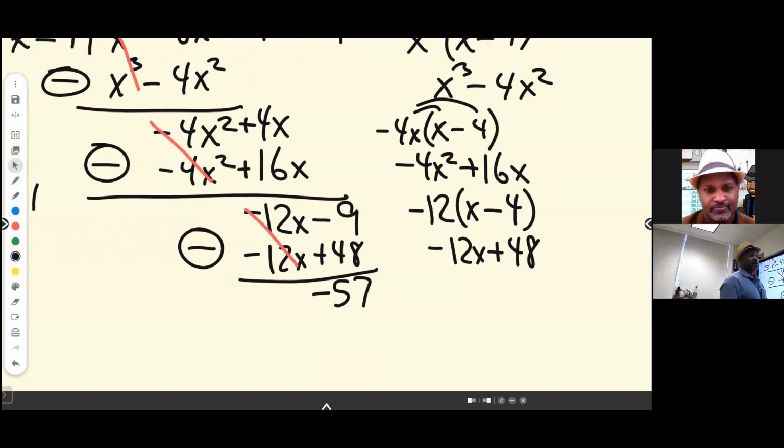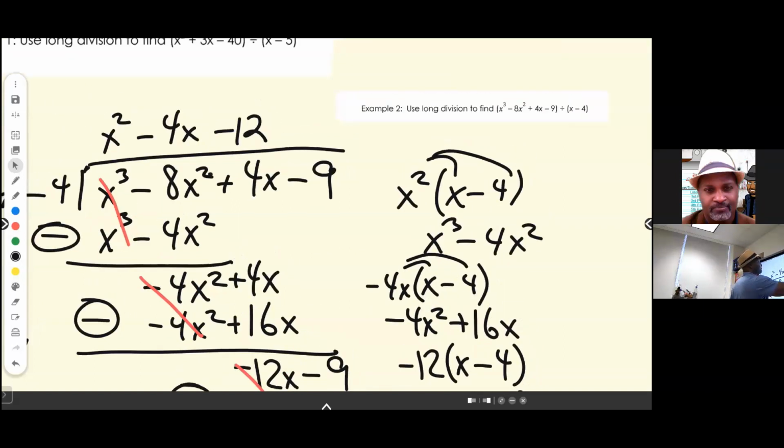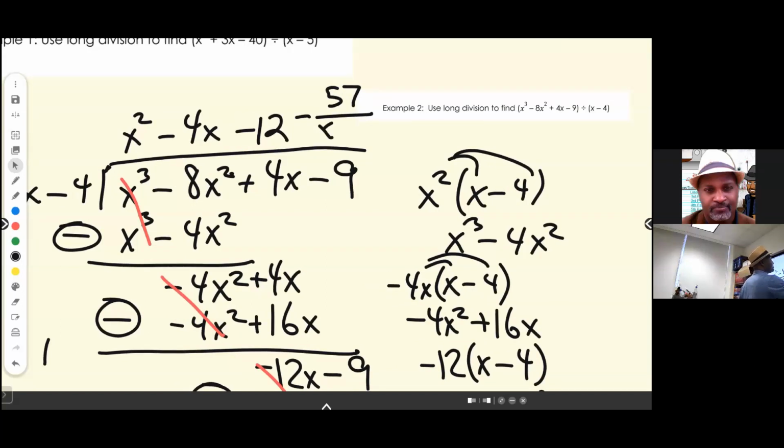So now this problem is different in that we actually have a remainder. So how do we handle remainders? We write them. We're going to bring them up here, and it is a negative 57. We're going to write minus 57 over whatever we were dividing by, and we're dividing by x minus 4. And so that gives us our quotient.